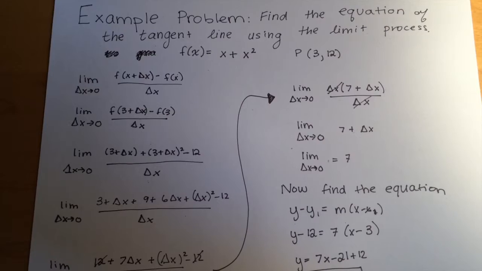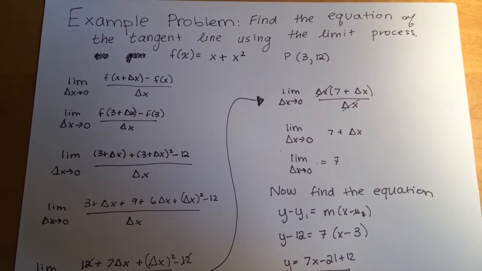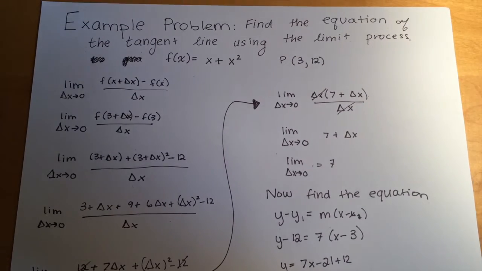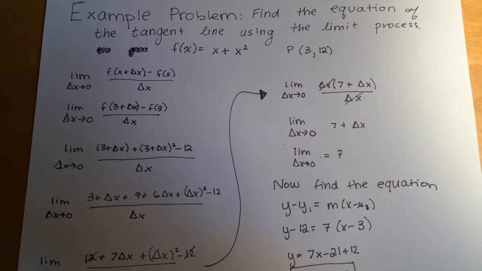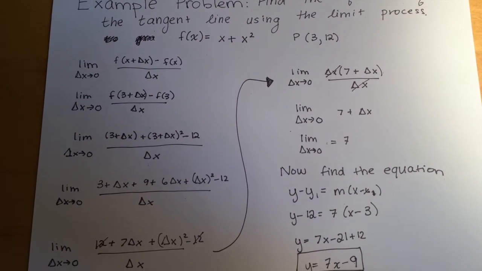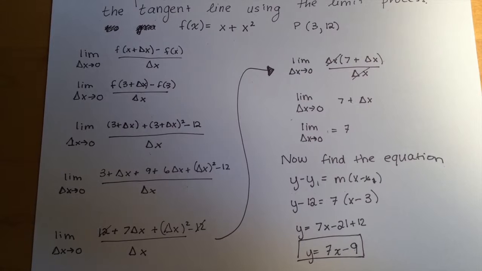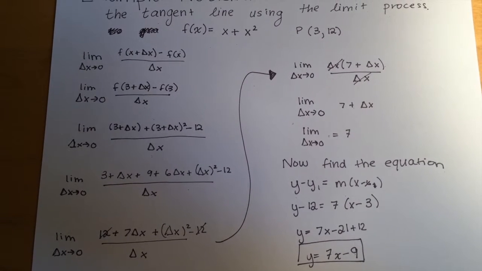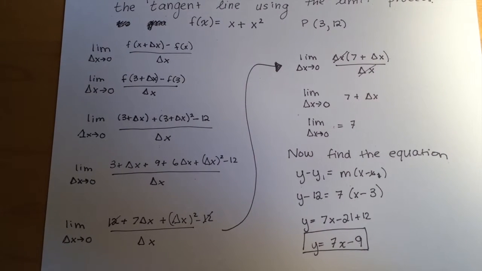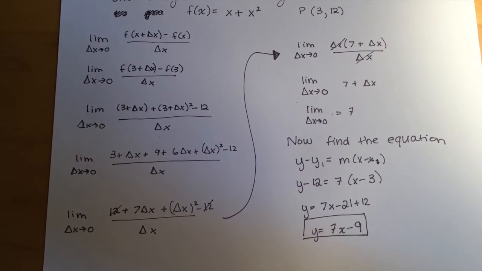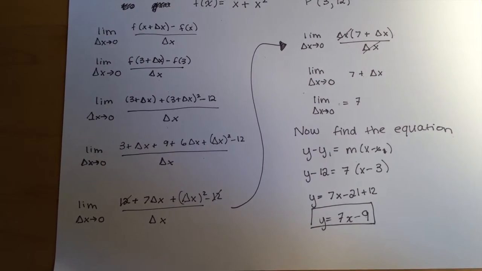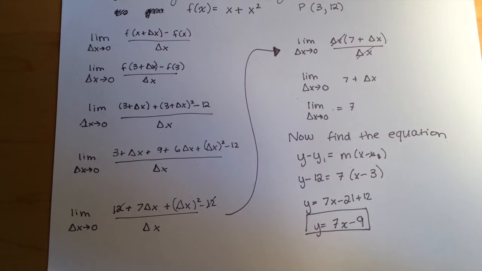So, the question is, find the equation of a tangent line using the limit process of f(x) equals x plus x squared at point P, which is going to be (3, 12). Now, we know that the limit definition is that the limit as delta x goes to 0 is f(x plus delta x) minus f(x) over delta x. Now let's plug in what we know, and the limit as delta x goes to 0 is f(3 plus delta x), because 3 is our x value, minus f(3) over delta x.